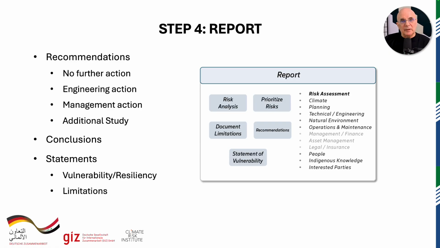A statement of vulnerability and resiliency, which states at an overall level, is this system resilient or vulnerable to the climate impacts we've considered? And finally, a statement of limitations. What assumptions did we make in the assessment? What data did we use? What data gaps did we experience? What was the focus of the work? I'll cover all of these steps in greater detail in the following videos.